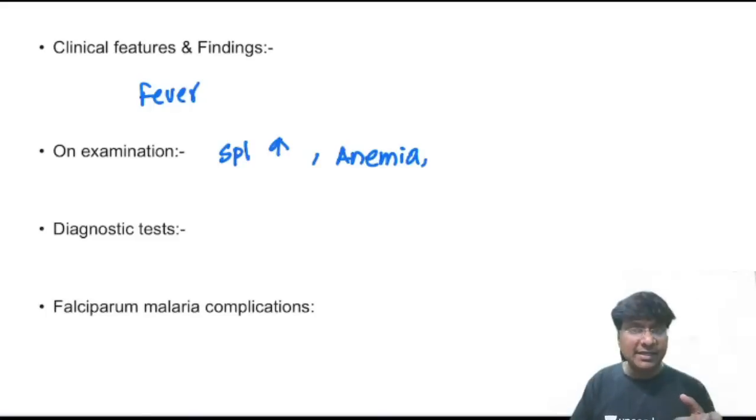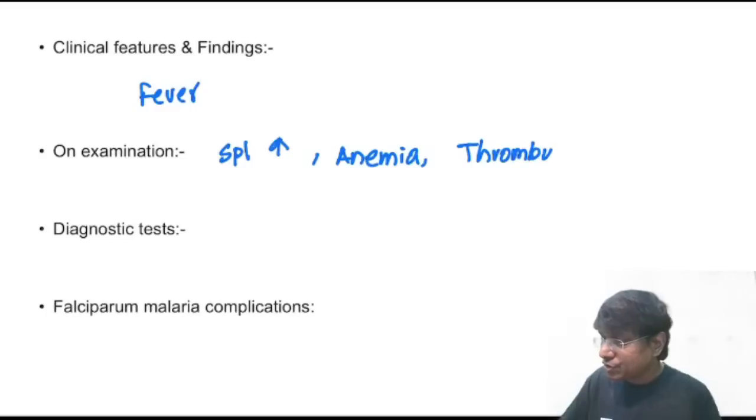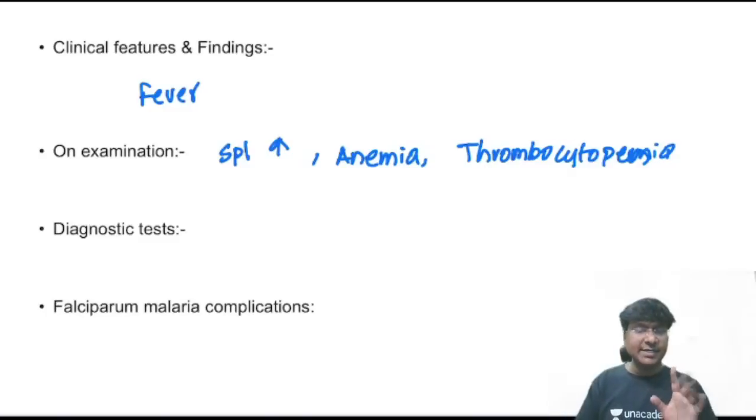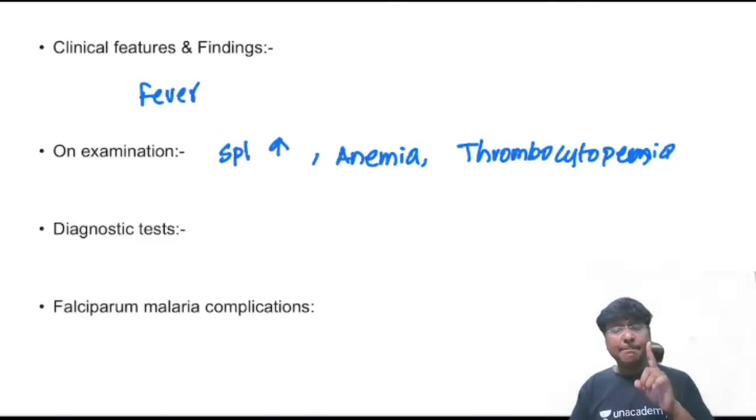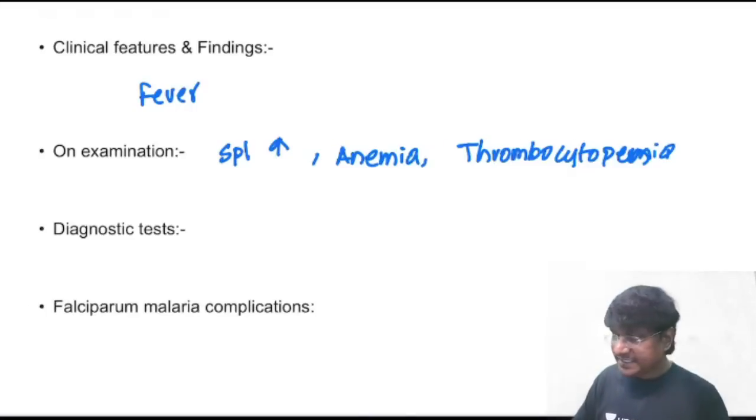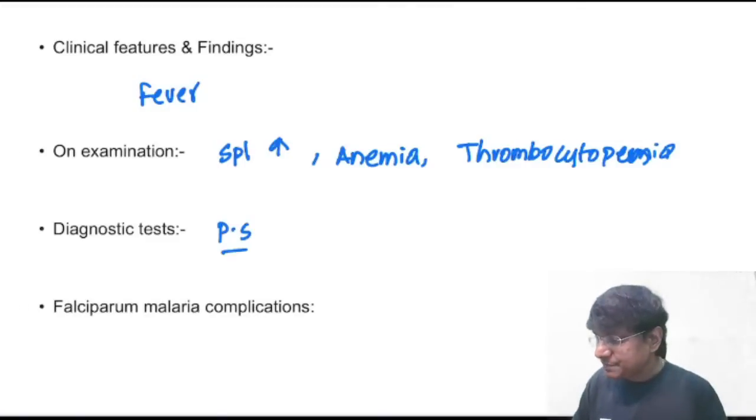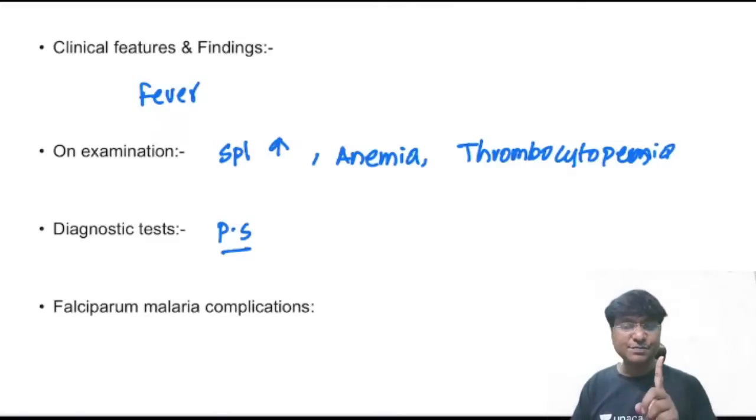So there will be pallor, and because of splenomegaly, there will also be thrombocytopenia, right? Then what is the best investigation? What is the mainstay of diagnosis? Mainstay of diagnosis is peripheral smear preparation, that is, either thick or thin blood smears have to be prepared.